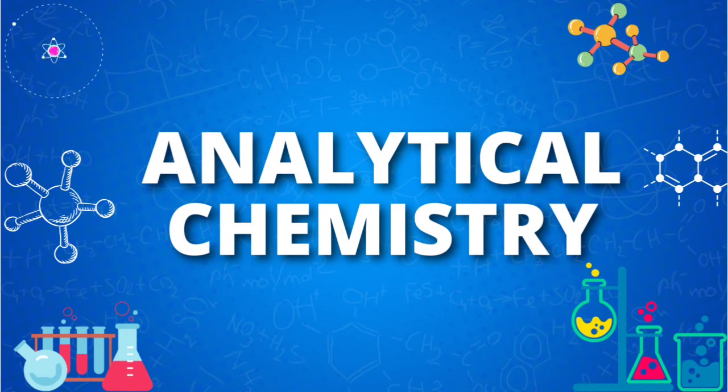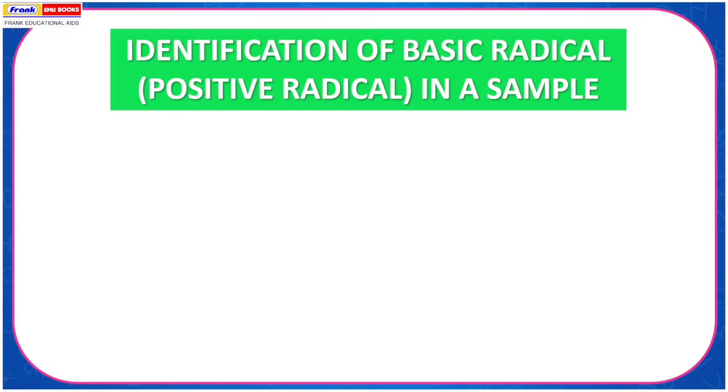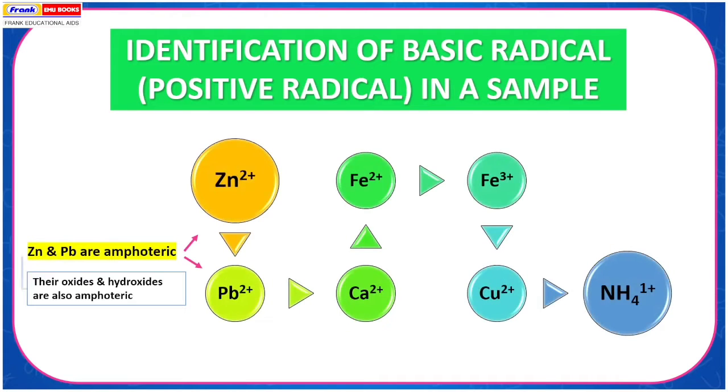Analytical chemistry. Identification of basic radical, positive radical in a sample. Zinc and lead are amphoteric. Their oxides and hydroxides are also amphoteric.